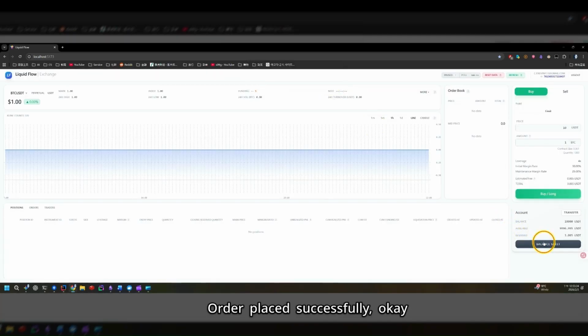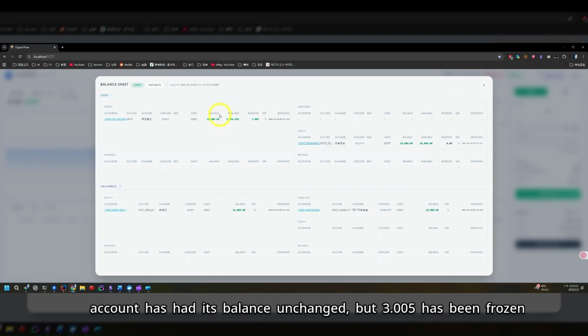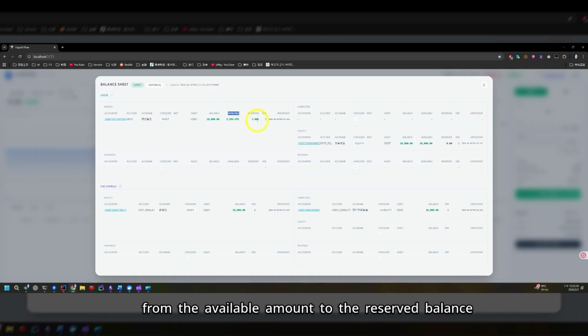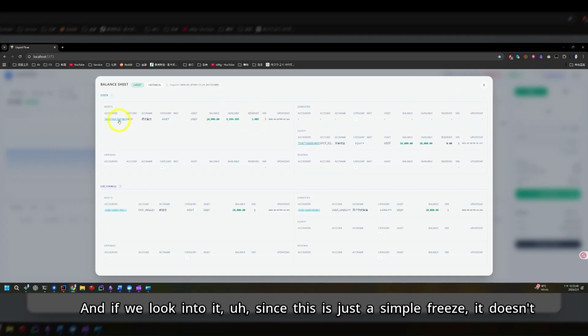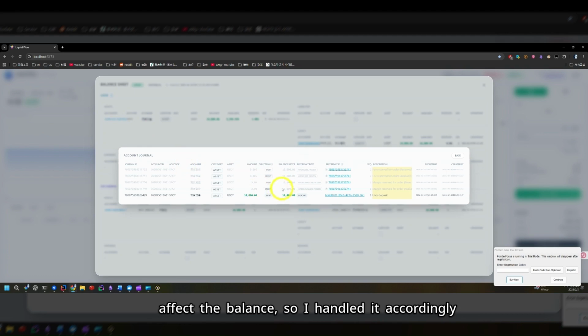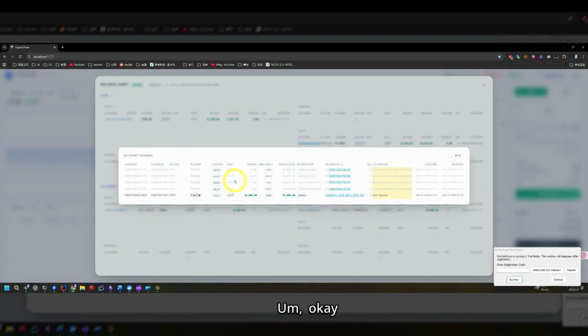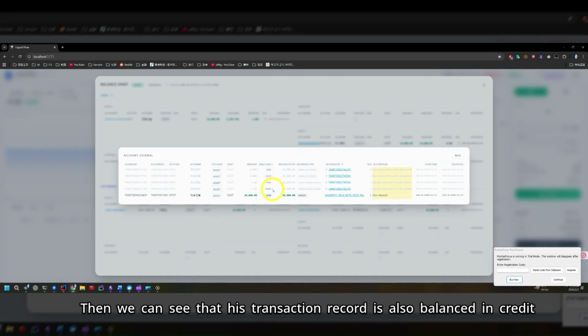Order placed successfully, okay. We can see that no other accounts have changed. Only the spot account has had its balance unchanged, but 3.005 has been frozen from the available amount to the reserved balance. And if we look into it, since this is just a simple freeze, it doesn't affect the balance, so I handled it accordingly. This helps to inform them during audits that this does not affect the balance. Okay. Then we can see that his transaction record is also balanced in credit and debit.